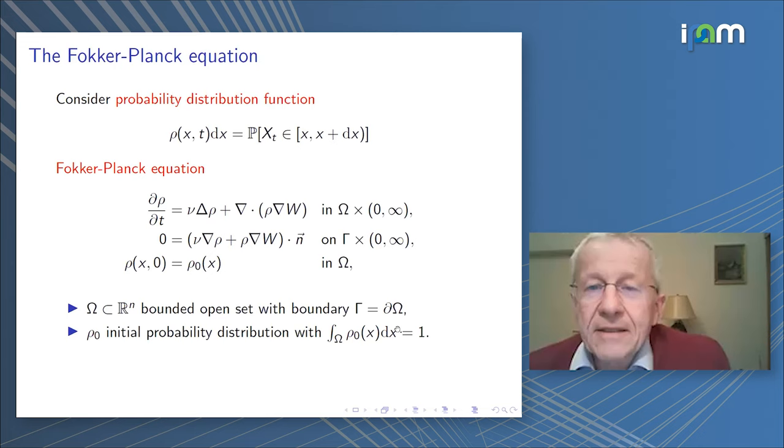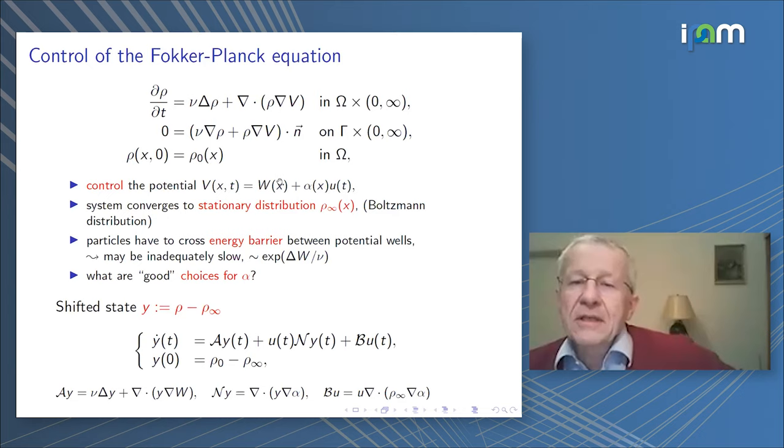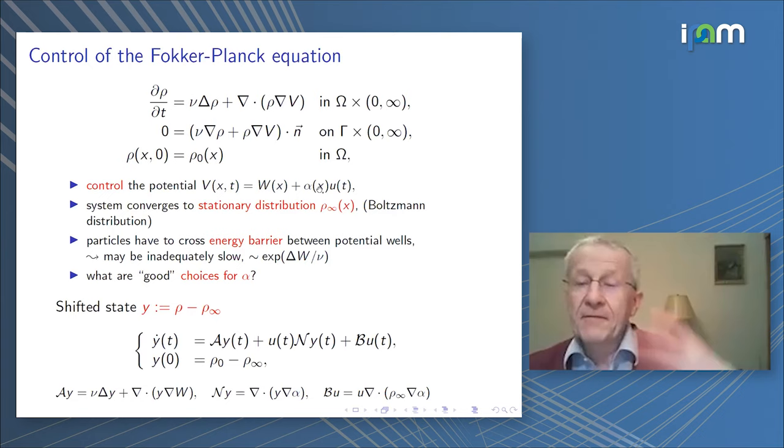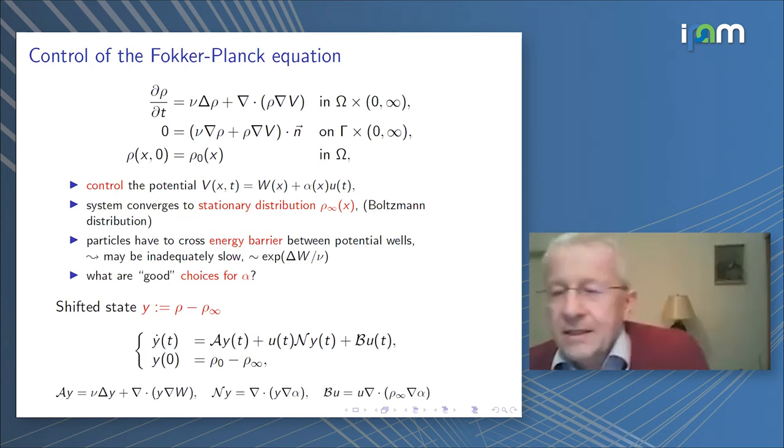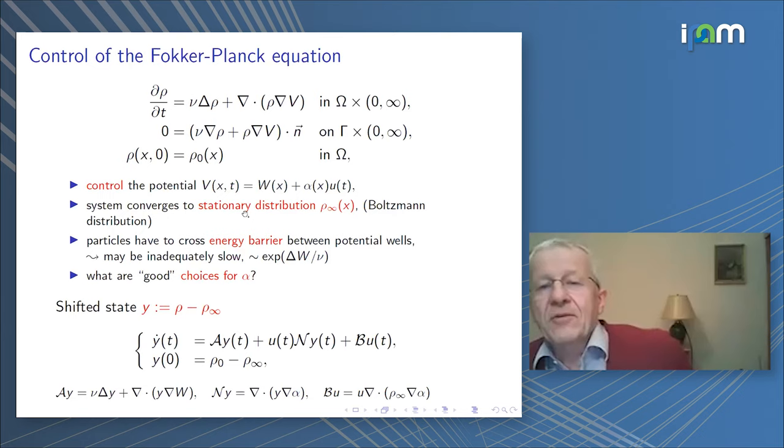Just a couple of statements still about the control. The control will be of the form W, the old confining potential, and alpha plus U. So I have a certain shape of my controller, maybe by the Hautus criterion, but the amplitude is the control. The uncontrolled system converges to a stationary solution, but extremely slowly because of these energy barriers, which are the differences of the max and the mean in these confining potentials. There are lots of nice questions about this type of control problems. But let me say, after a shift towards the stationary solution, the origin is a zero steady state.